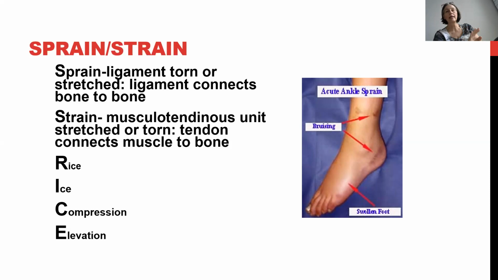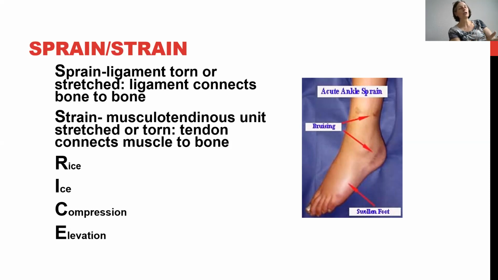So the first thing is get the person off that extremity. Don't let them keep walking. Don't let them go about their business. We need them to stop working that particular area so that the tendons and ligaments aren't further damaged, and the bleeding doesn't continue. We'll apply an ice pack.